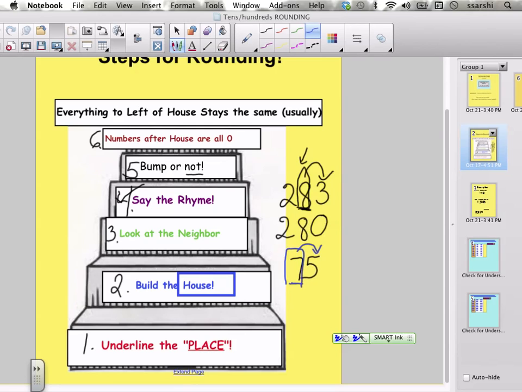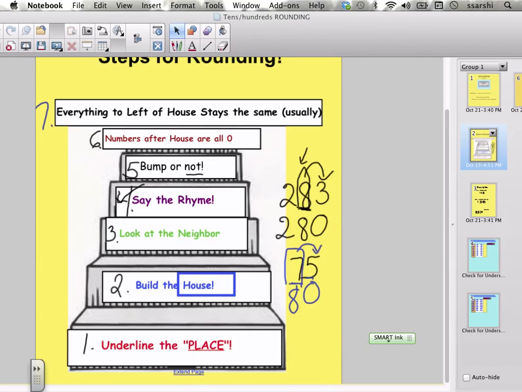Number 4, I say the rhyme. 5 or above, give it a shove. 4 or below, leave it alone. So it is a 5. My neighbor is telling me, the 5 is telling me that I need to bump, which is our 5th step, I need to bump that 7. I bump him only 1, he bumps to an 8. The 6th step is numbers after the house turn to a 0. And our 7th step is everything to the left stays the same. In this case, we don't have anything to the left.